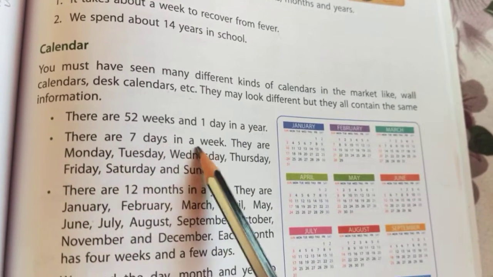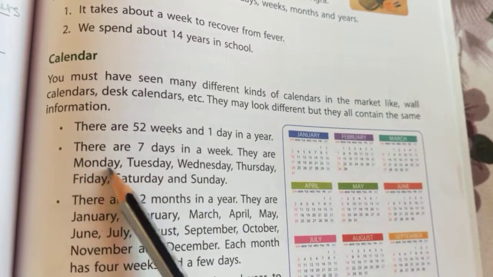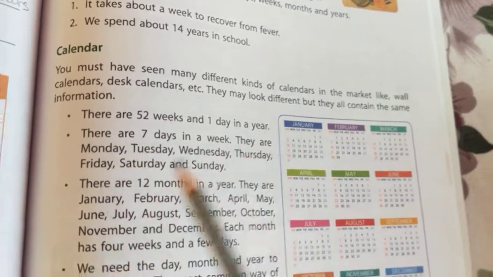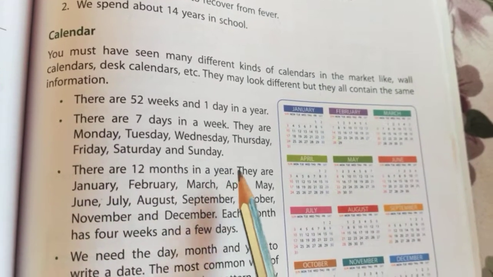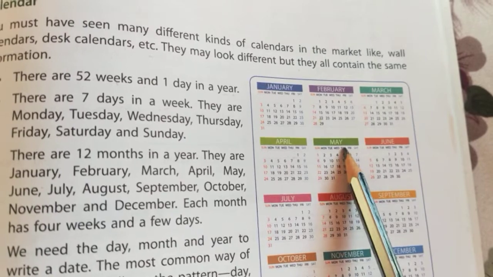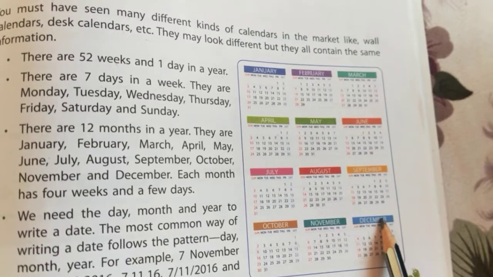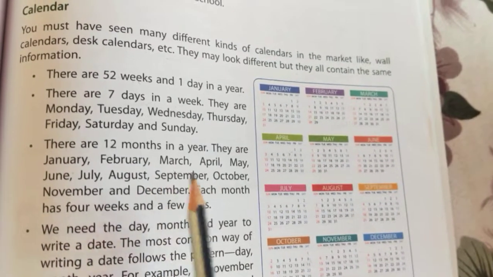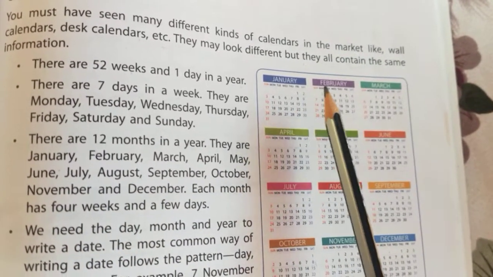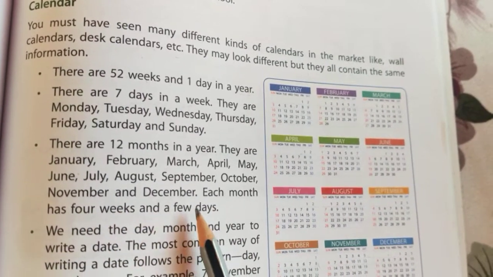There are 7 days in a week. You know that there are 7 days in a week: Monday, Tuesday, Wednesday, Thursday, Friday, Saturday and Sunday. There are 12 months in a year: January, February, March, April, May, June, July, August, September, October, November and December. Now these months I have already named over here. Each month has 4 weeks and a few days.